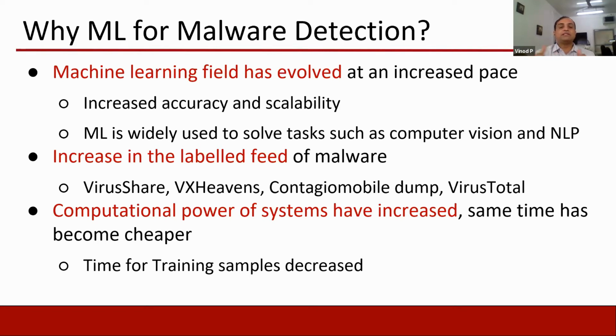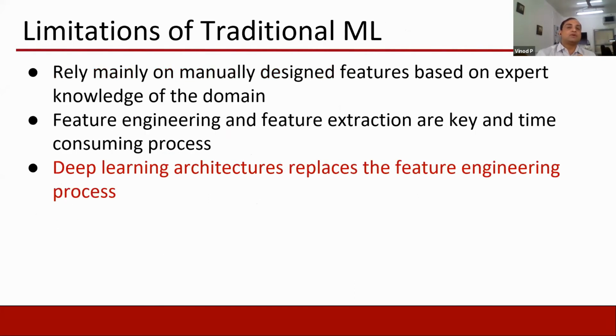Also, we have witnessed that the computational power of existing systems is increasing day by day, and becoming cheaper. So when we want to create a light model, or a model that has to be deployed on the cloud, the training time is now decreased. This is one of the reasons why machine learning has found a place in malware detection.